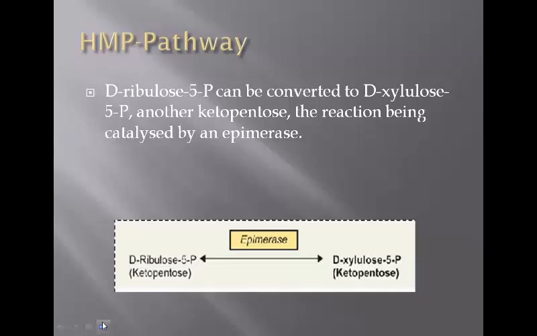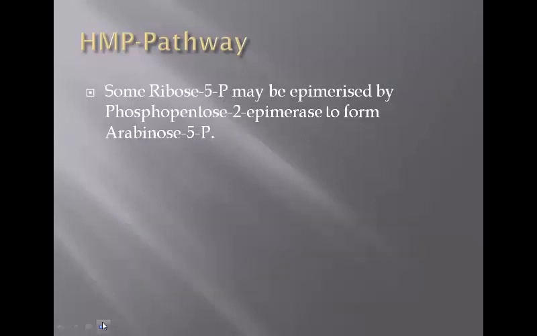Now the conversion of D-ribulose 5-phosphate to another pentose, that is xylulose 5-phosphate, another keto sugar, by epimerization. So the enzyme required is an epimerase, and it converts D-ribulose 5-phosphate to D-xylulose 5-phosphate. It may also be that ribose 5-phosphate is epimerized by phosphopentose 2-epimerase to form arabinose 5-phosphate, another 5-carbon sugar.